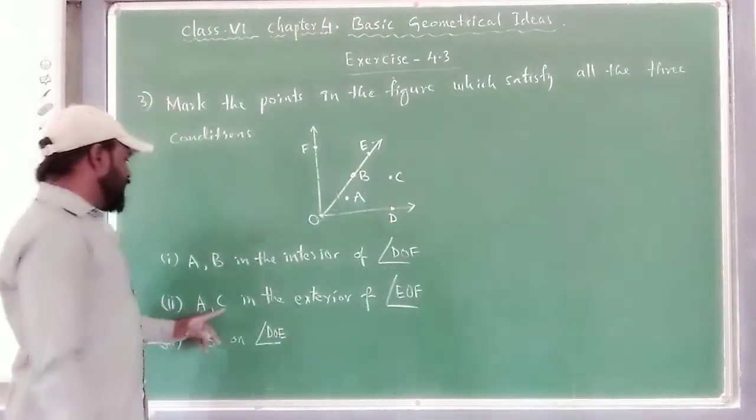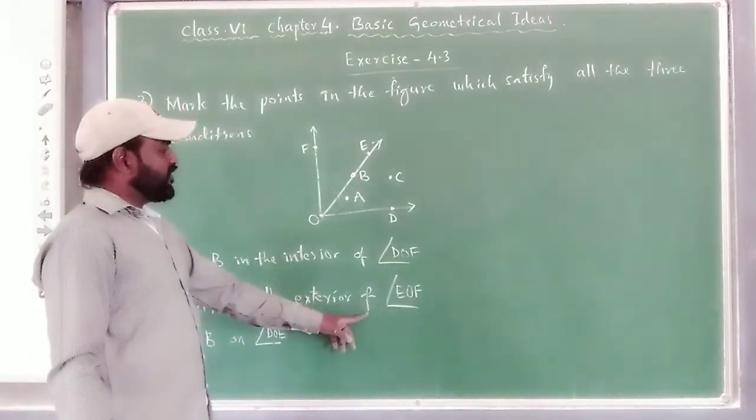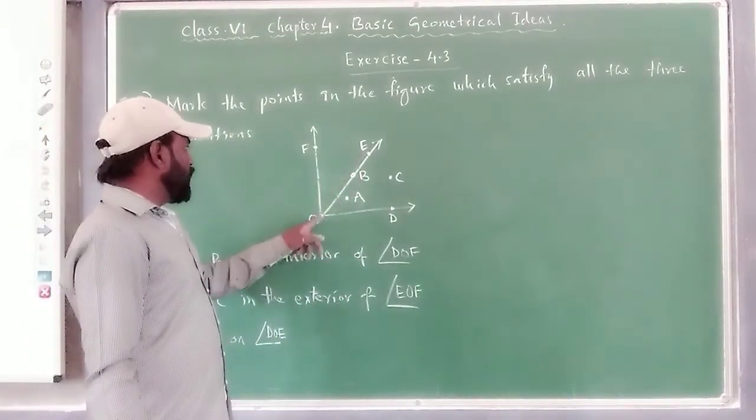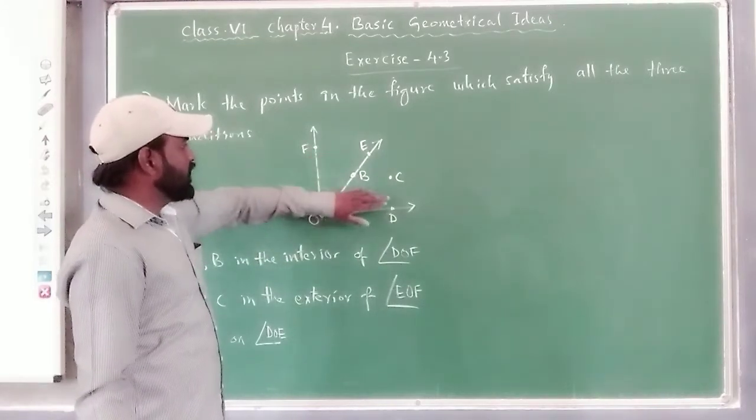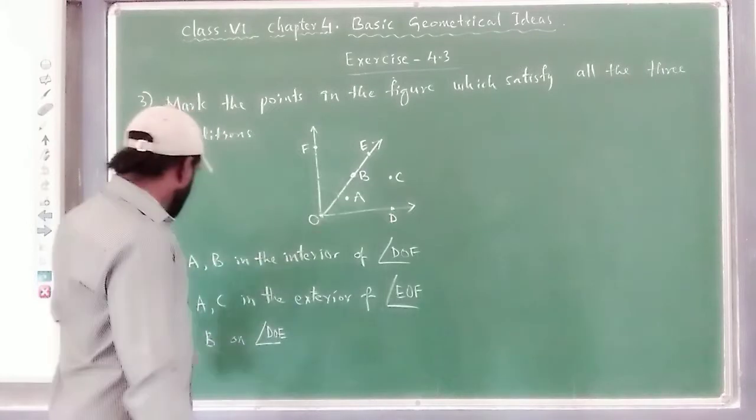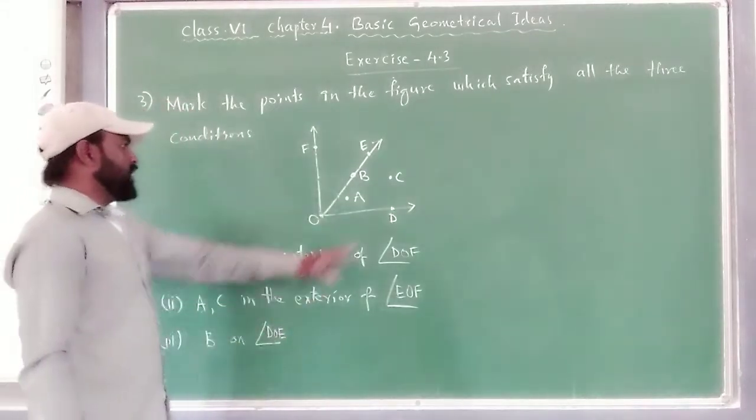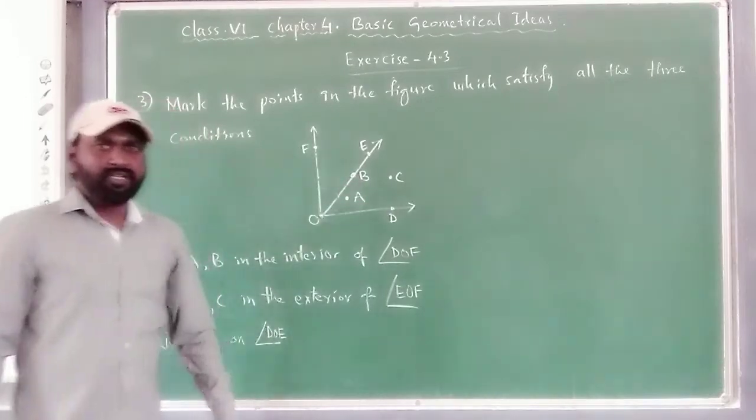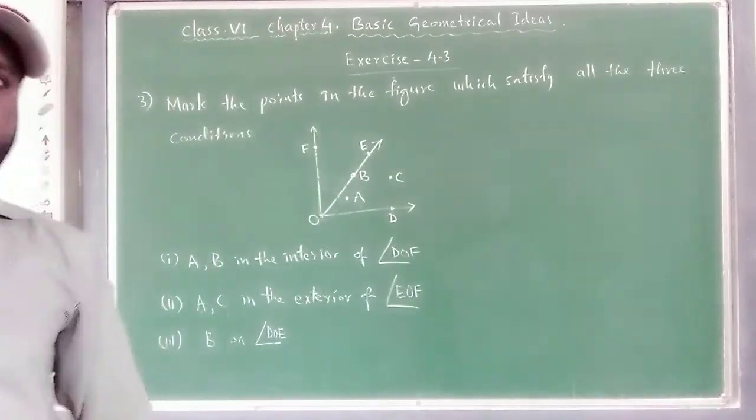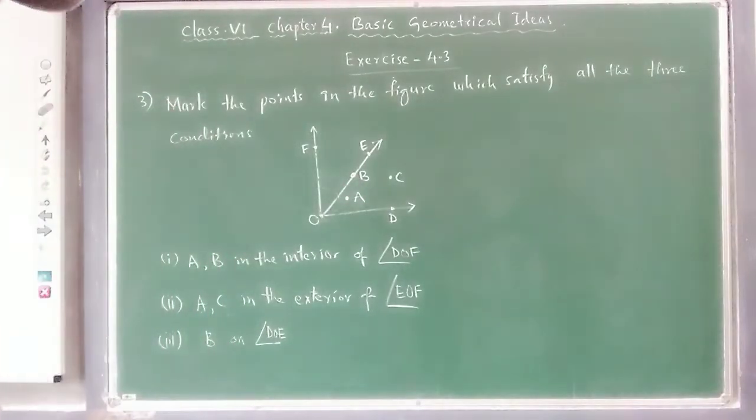Right? Next, A and C should be in the exterior of EOF. This is interior of EOF. This is exterior of EOF. So A and C are here. B should be on the DOE. Upon that B is there. So hope you understood how to mark the points to satisfy the conditions in the given figure. Let us move on to the next question.